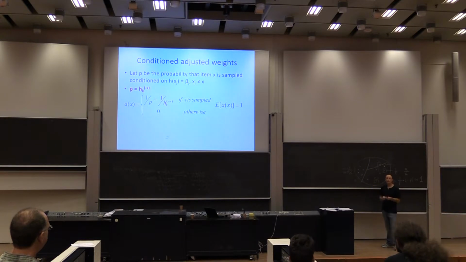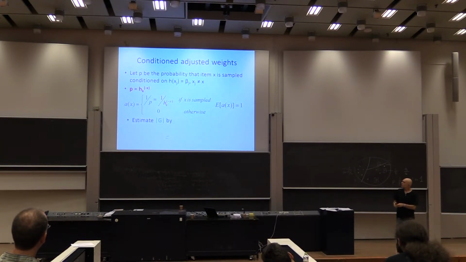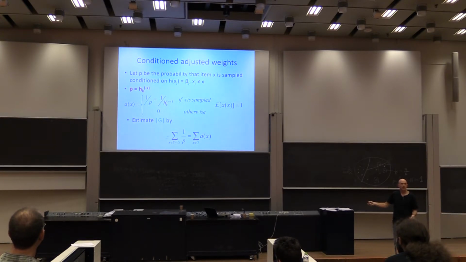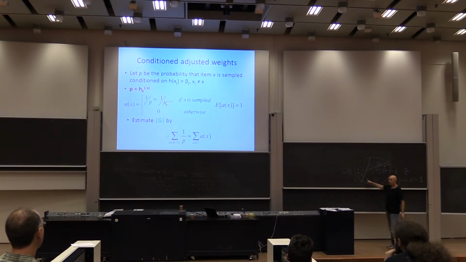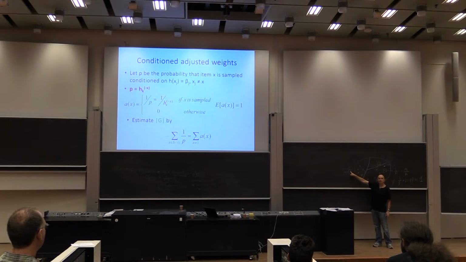The estimate should be the sum of the adjusted weights of all the green items. The green items that are not in my sample are zeros. They are not a problem. So it's enough to sum the 1 over P over the green items in my sample. So I can count how many green items are in my sample. Now I need to know this P. This P is this H_K minus X. Can I know this thing for my sample?